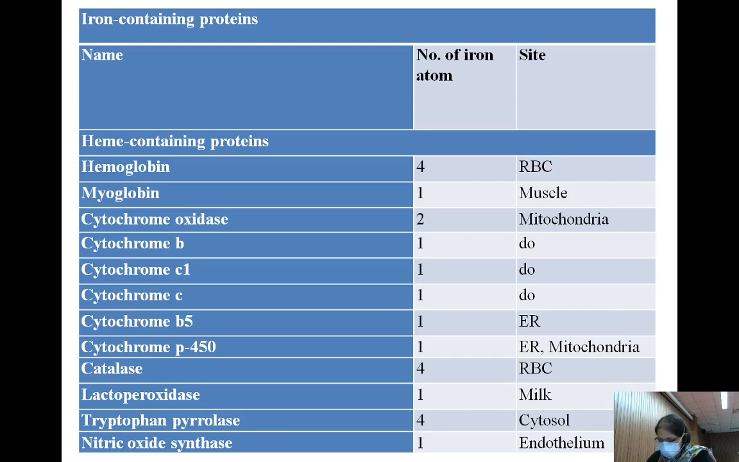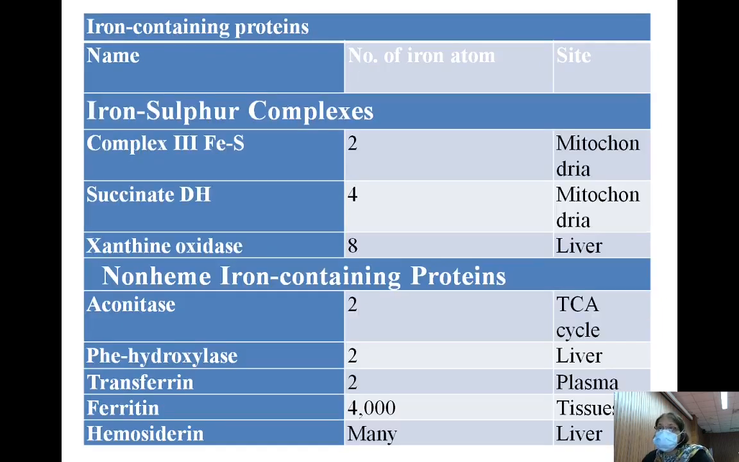Tryptophan pyrrolase is responsible for tryptophan metabolism, isn't it? Tryptophan metabolism gives rise to NAD. So these are iron containing proteins.